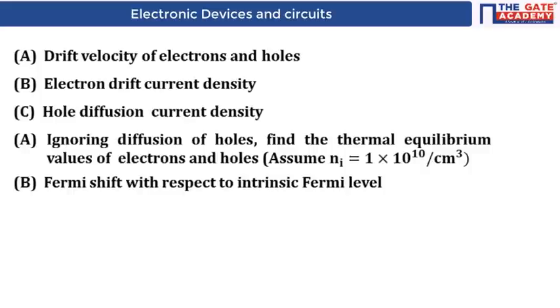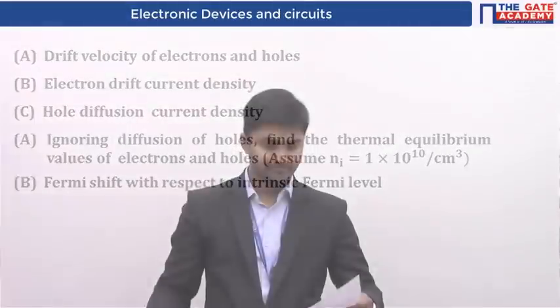Second part of the question is the electron drift current density. Third one is hole diffusion current density. Fourth one is, ignoring diffusion of holes, find the thermal equilibrium values of electrons and holes, where it is given that the value of Ni is 1 into 10 power 10 per centimeter cube. And the last part of the question is the Fermi shift with respect to intrinsic Fermi level.